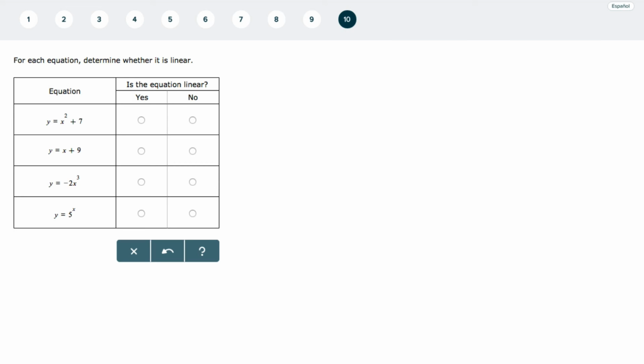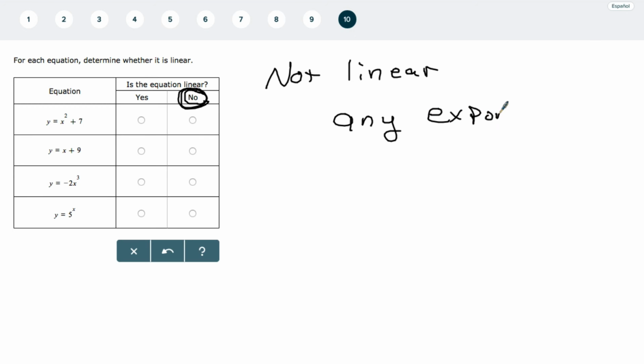And the last one, 10. Linear and nonlinear. Okay, so let me just tell you what's not linear. It is not linear if there's any exponent. So like if it's y equals x squared, any exponent at all on a letter means it is not linear.